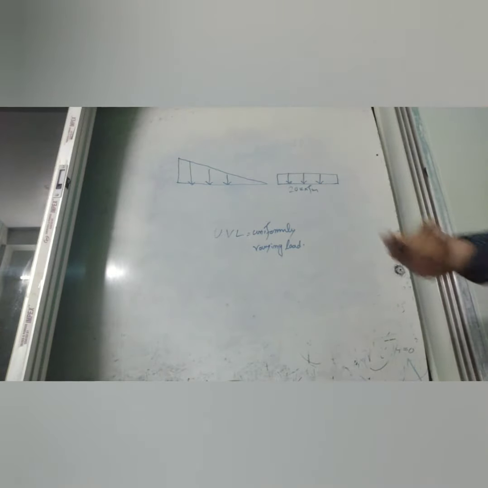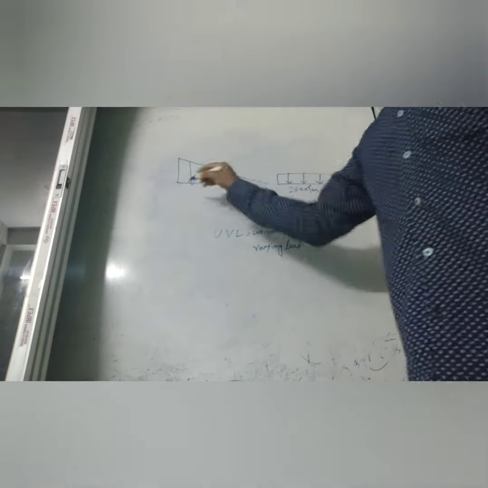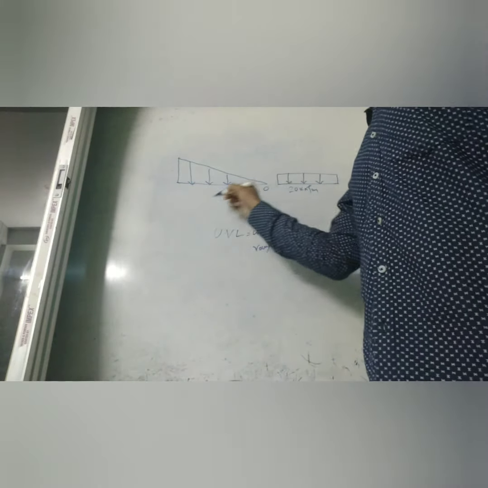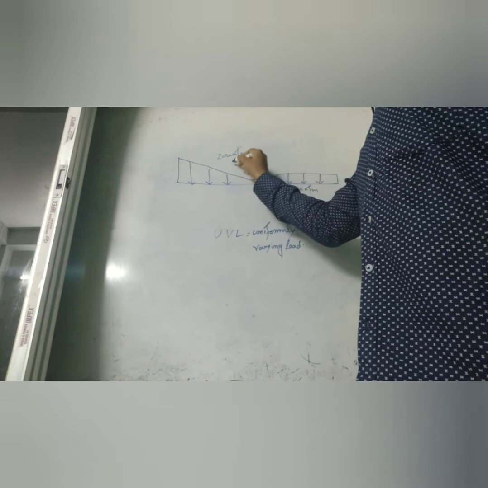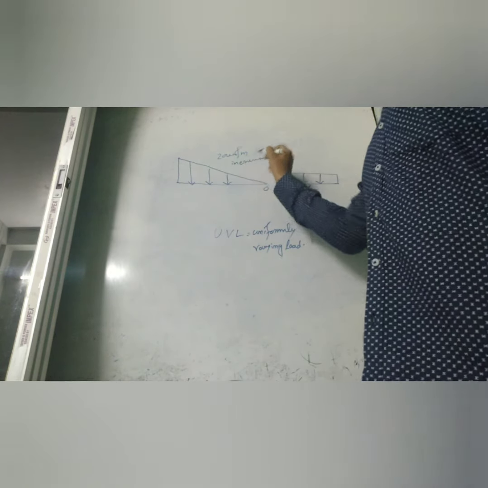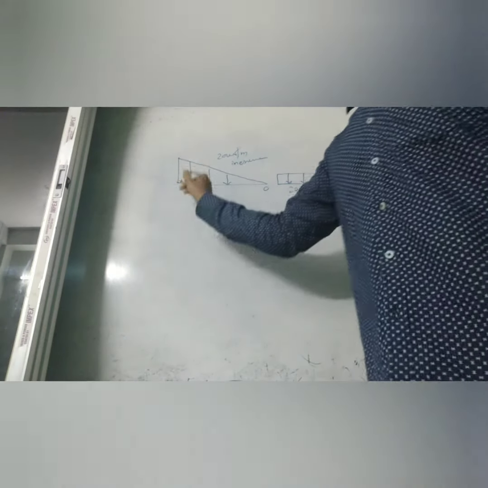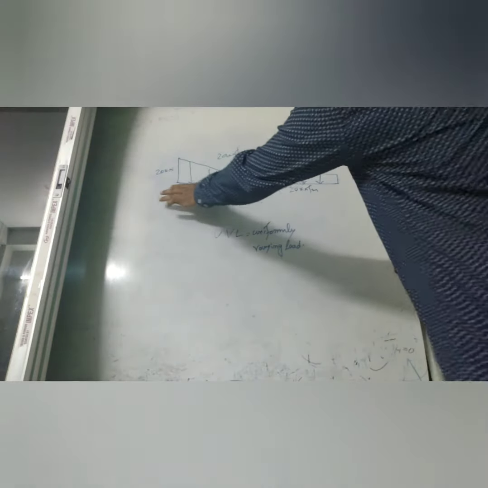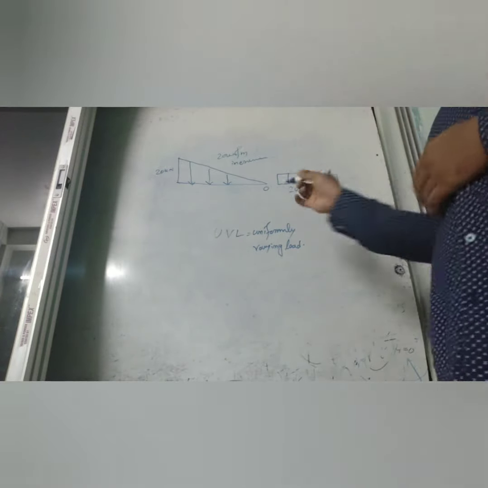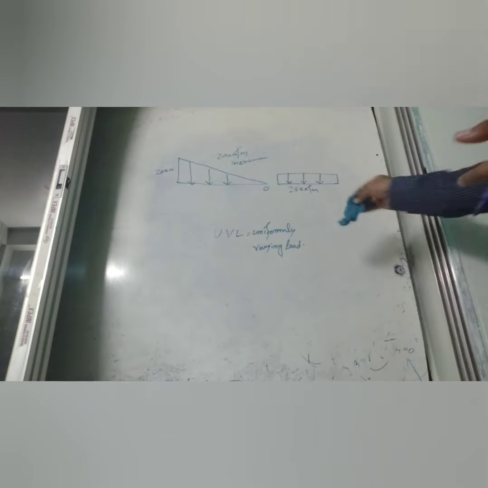If you go 1 meter, the load is 20 kN, and for 2 meters the load is 40 kN. But in the UVL case, there will be an increment. If it starts at 0 and the increment is 20 kilonewton per meter, then if we go 1 meter, the force is 20 kilonewton. It is not the same everywhere; it is increasing. So how will we deal with the UVL? I will give the discussion.